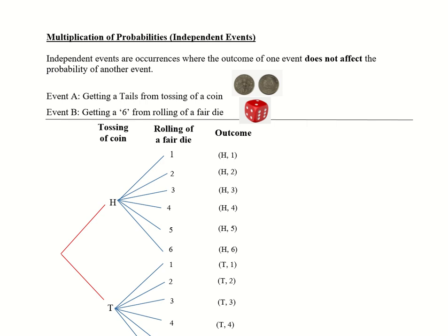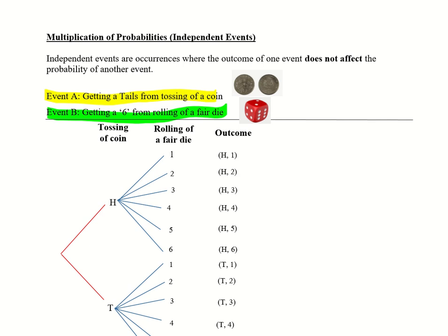Right, over here, we're going to learn multiplication of probabilities for independent events. What are independent events? Let's say I have event A, getting a tails from tossing a coin, and event B, getting a 6 from rolling a fair die. So ask this question: when I toss a coin, does it affect the outcome probability of rolling a fair die? No, correct? They are two independent events.